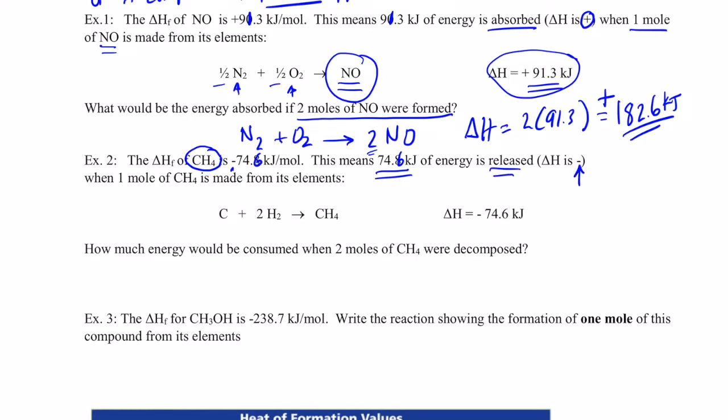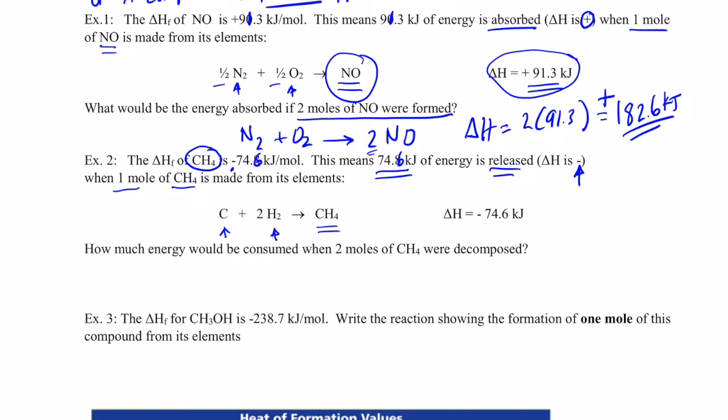How do I know it's released? Well, because the sign for delta H is negative when 1 mole of methane is made from its elements. So let's write the reaction for that. 1 mole of methane from its elements. Well, what elements make up CH4? Well, obviously carbon and hydrogen.